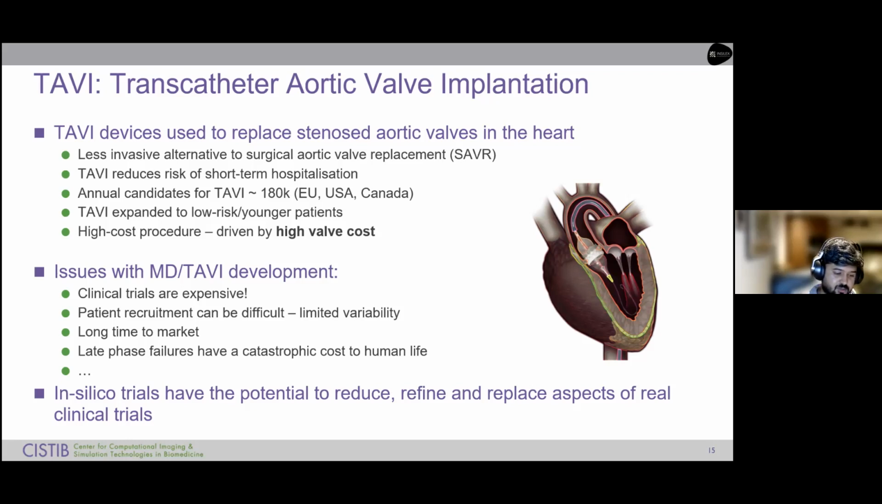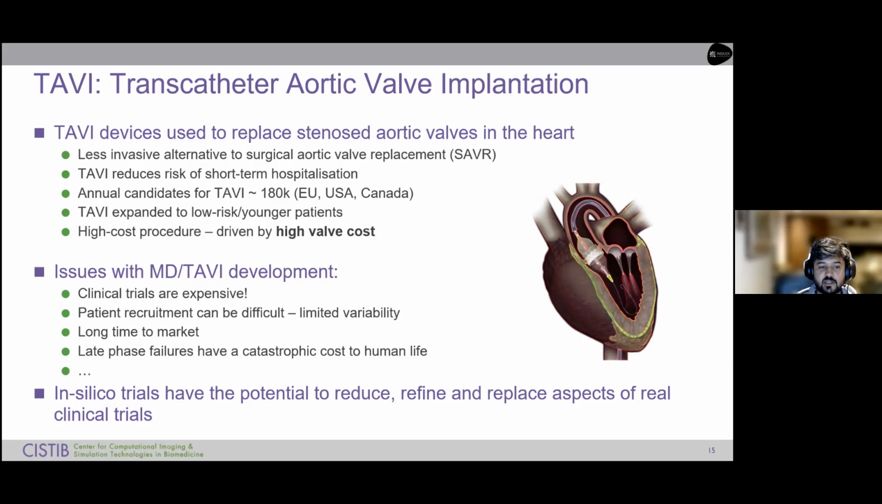So all of this means that if we had a better way to inform the development of these devices in the first place, inform the types of patients or populations that they are suitable to treat, reduce the number of patients that need to be recruited for clinical trials, it would not just decrease the amount of time to get these devices to market, but it would reduce the cost to human life in the overall process. And as far as the medical device companies are concerned, it would reduce the cost of manufacturing these devices.